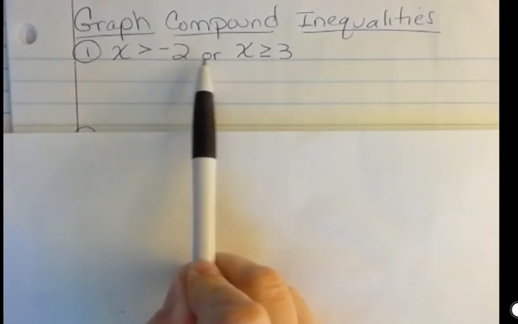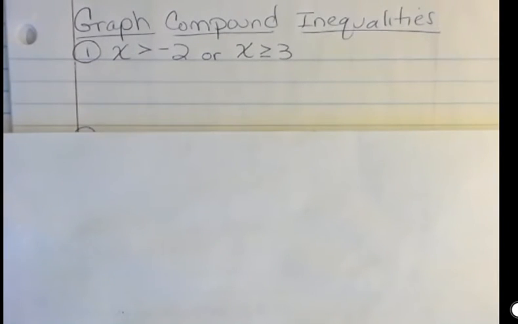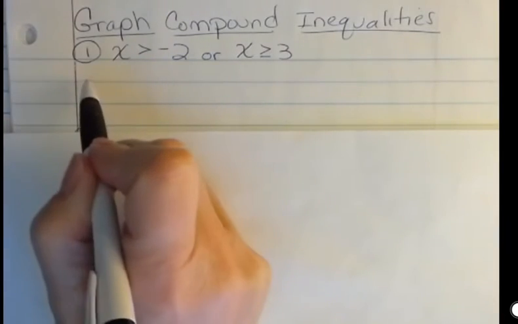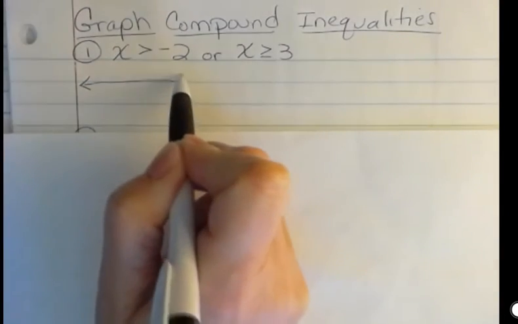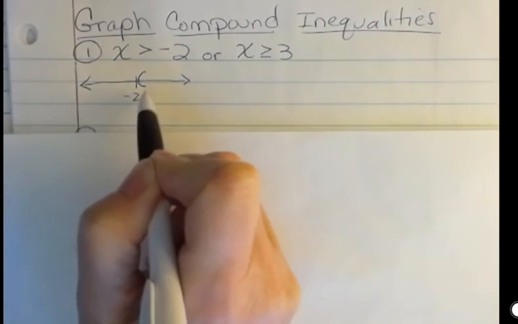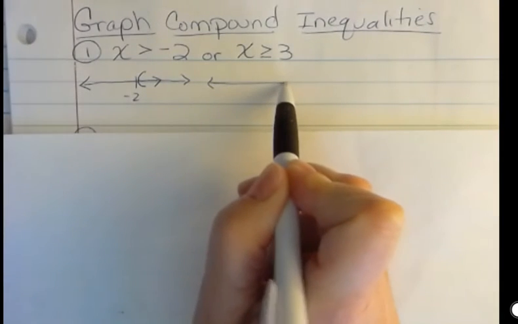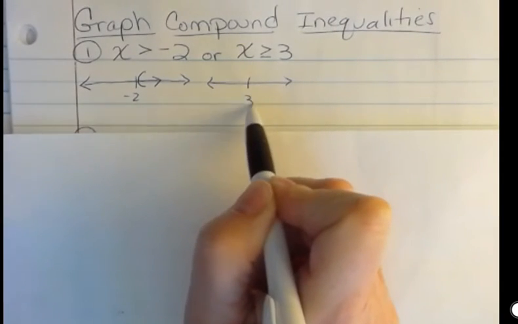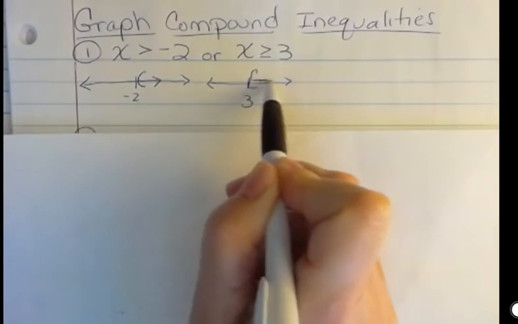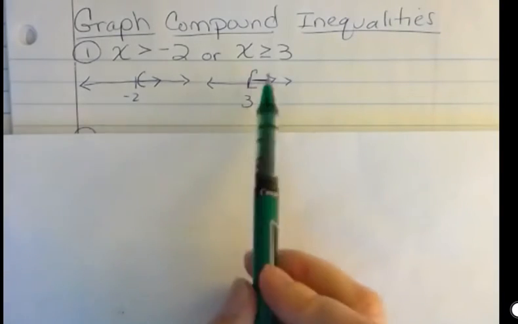An or means it could be either this or that, right? So it's more like a union when you're talking about or. So let's look at the first graph. We don't have an equal sign, so we're going to have a parentheses. We're going to start at -2 and go to the right. For the second one, we're going to start at 3. We're going to have a bracket, and again, we're going to go to the right. So what we're going to do is combine these two graphs into our final answer because it's a compound inequality.